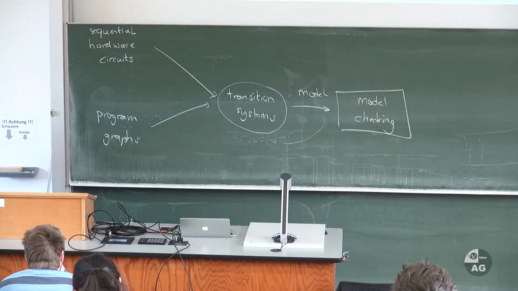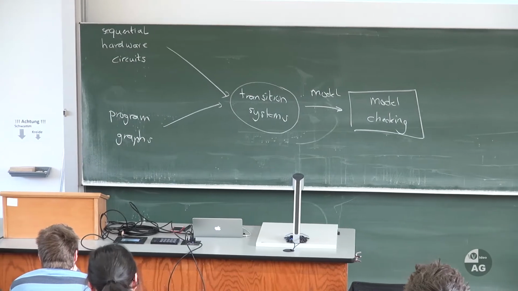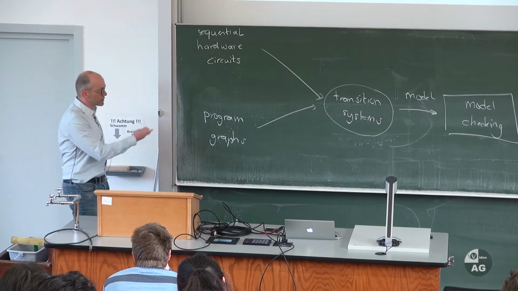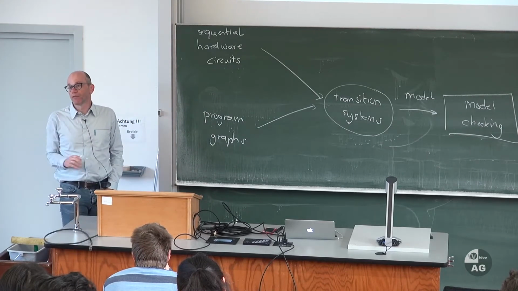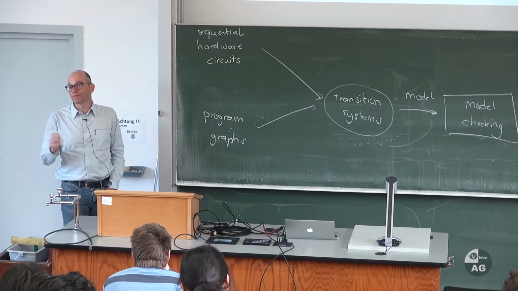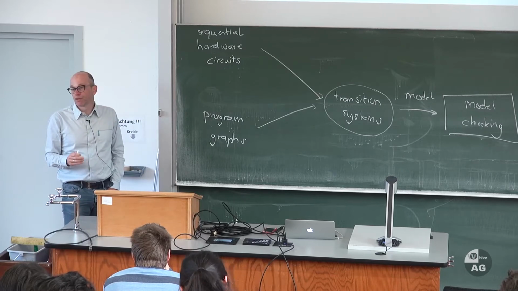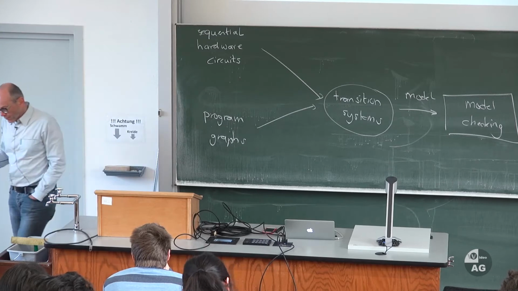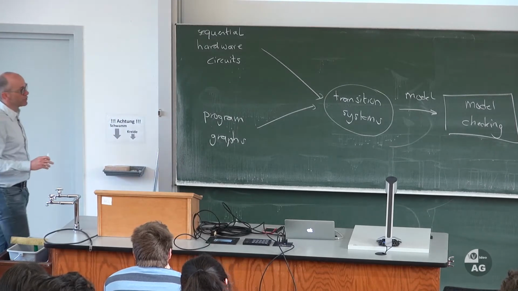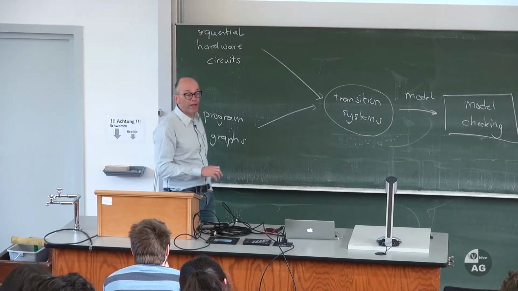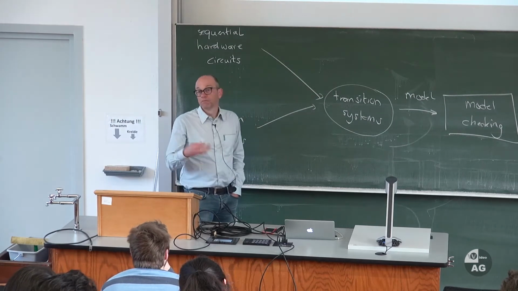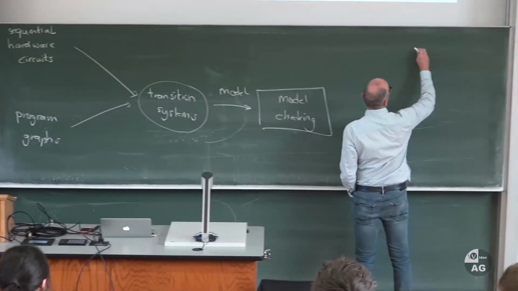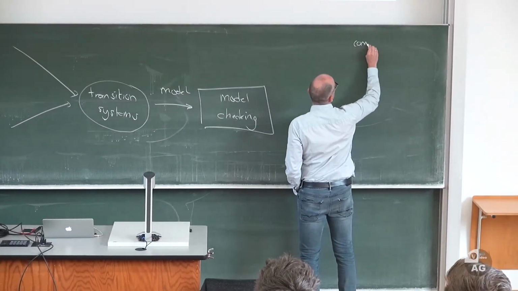Now, typically, a system is not just one single component. It's not just a simple hardware circuit or a simple program. Typically, you have a system consisting of many components. So what we would like to do is model that. So what I'm going to do today, as well as on Friday, is introduce several ways to describe systems in a component-based manner.